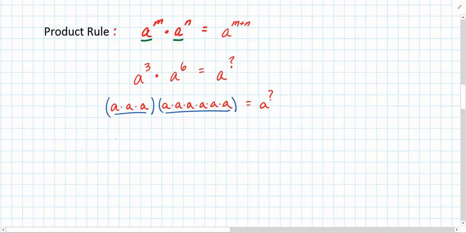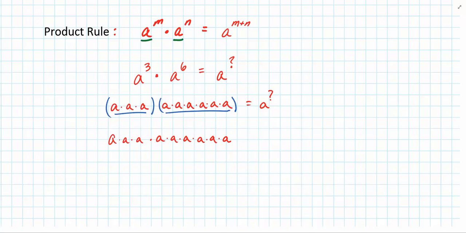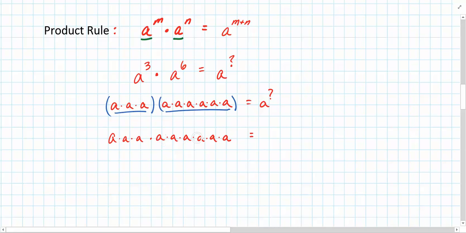So this expression could be rewritten as a times a times a, this first group of 3, multiplied by the group of 6. And as we take a look at this result without our parentheses, we see that it's simply a product of a's with 9 factors. Since there are 9 factors total, we can abbreviate this by definition as a to the 9th power.